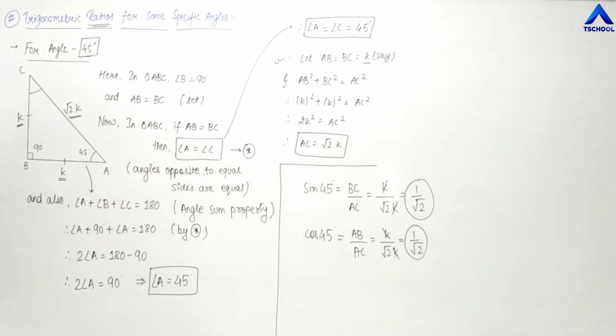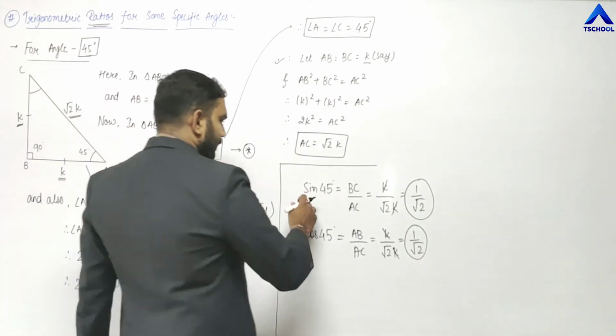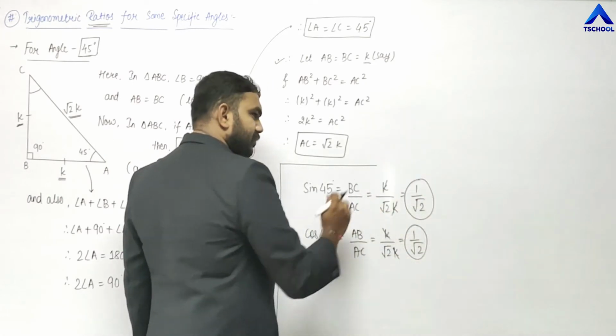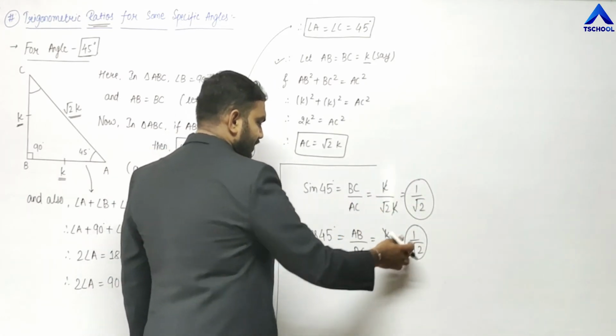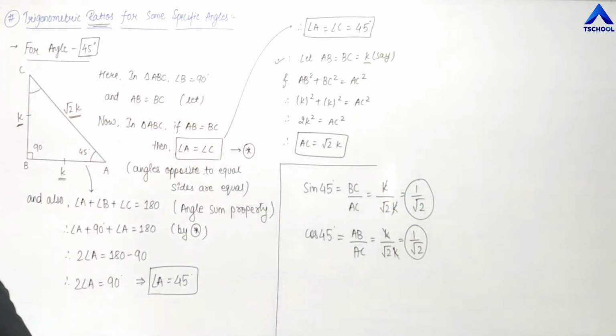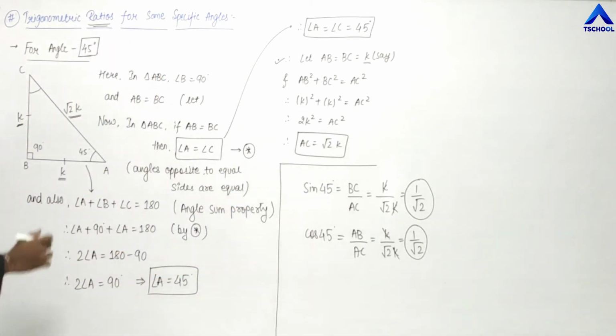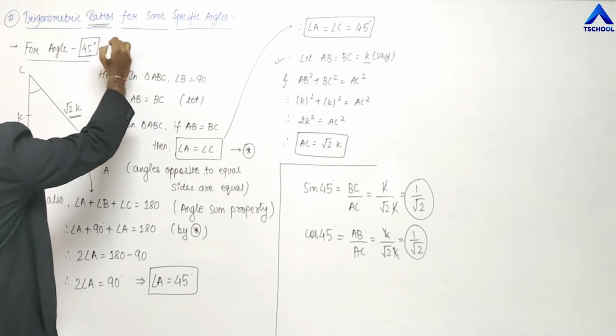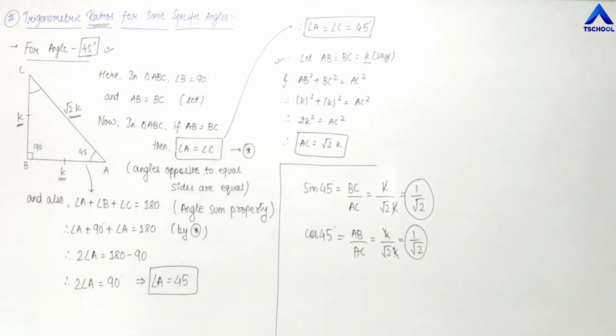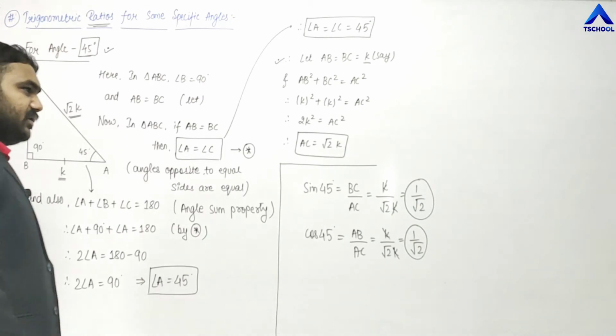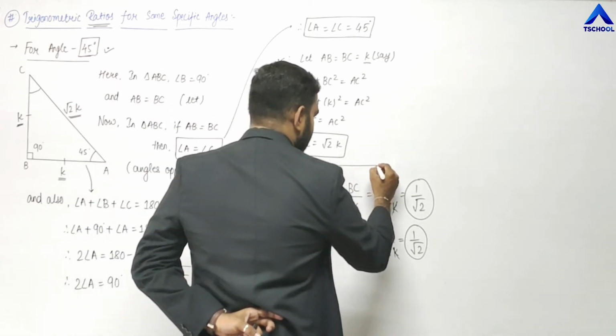So you can clearly see that, friends, sin 45, BC upon AC, that is 1 upon root 2. Cos 45, AB upon AC, that is also 1 upon root 2. So is this thing clear? For both the ratios, sin 45 and cos 45, we get the same values, that is 1 upon root 2 and 1 upon root 2. Friends, if you don't know, then let me confirm that the easiest ratios are for angle 45. Okay, we will see how.